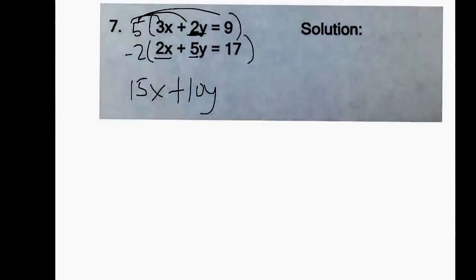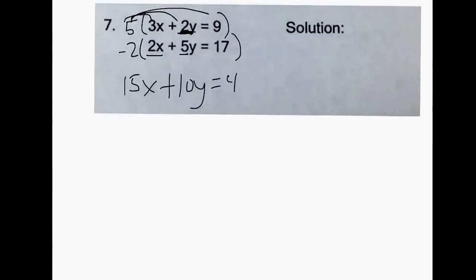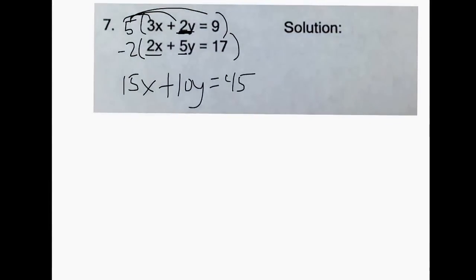And then I'm going to get a couple of triple rainbows here. 5 times 3x is 15x. 5 times 2y is 10y. And 5 times 9 is 45. Then down here I'm also going to get a triple rainbow. Negative 2 times 2x is negative 4x. Negative 2 times 5y is negative 10y. Equals negative 2 times that is negative 34.